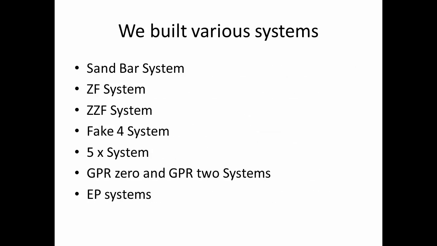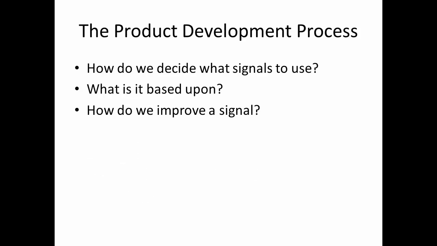And so what happened was we went on and we built various systems. We built sandbar systems, ZZF system, ZF system, Fake 4 system, 5X, GPR0, GPR2, and EP systems. And we tried combining and doing different things with it, and I'll give you some idea. What we do is we do development, and so this is to give you some idea of the development process itself. How do we decide what signals to use? What is it based on, and how do we improve a signal? We'll take a look at that.